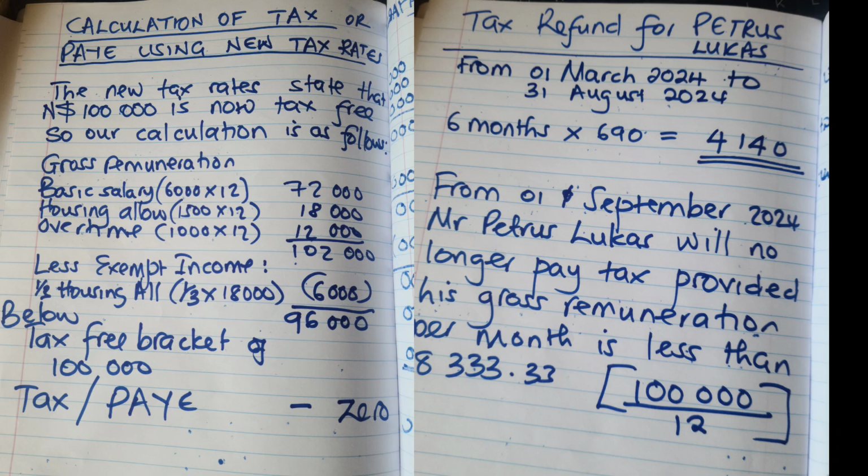Now we go to the tables. Is 96,000 below or above 100,000 Namibian dollars? It is below 100,000 Namibian dollars. So it is not taxable. So if it is not taxable, it means Comrade Petrus was not supposed to pay that $690 that he was paying monthly from 1 March to 31 August 2024. So to get his refund, we say 6 months, March to August, multiplied by 690 Namibian dollars, we get 4,140 Namibian dollars. That is the total refund which is now payable back to Comrade Petrus.